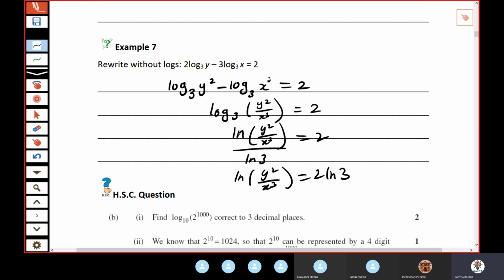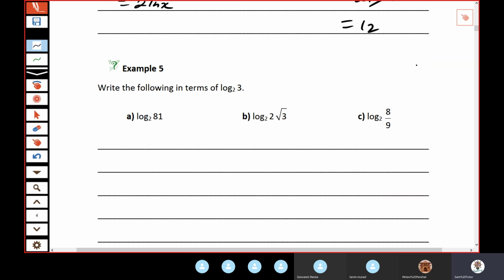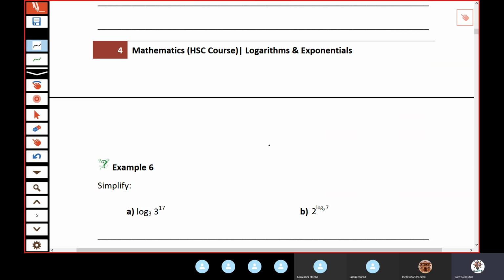Why am I doing all this? Because it says write it without logs. That means the logs need to somehow cancel out eventually. Please don't cross out the logs. That would be completely wrong. You can't cross out logs. You're going to do the opposite. If you're wondering why I crossed out here, it's because it says log A on log A. So I'm crossing out a whole number over a number. You can't cross out ln with ln. That doesn't ever work out.